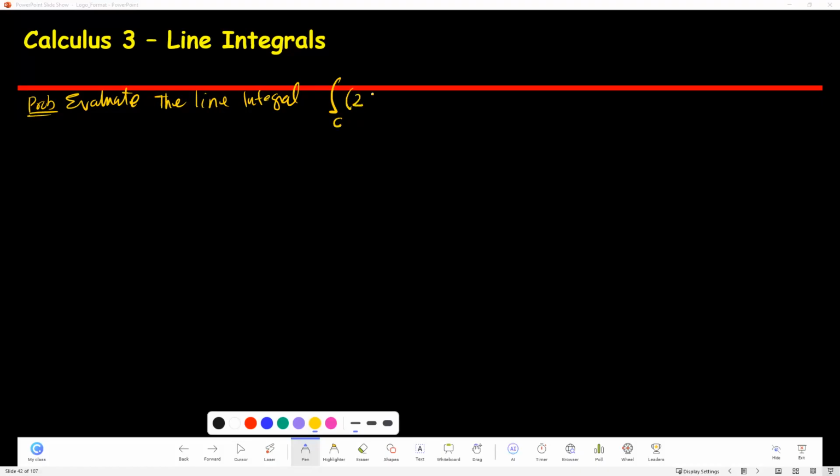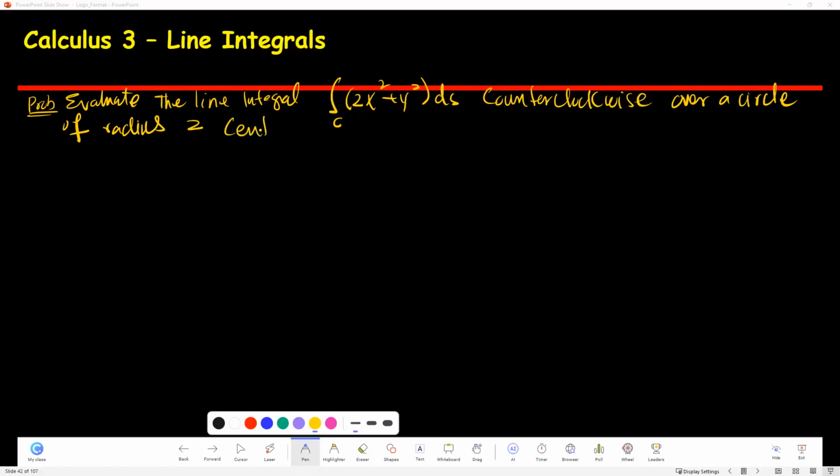This is C and that is my scalar field, or my scalar function. This is ds. Counterclockwise over a circle of radius 2, center at the origin.